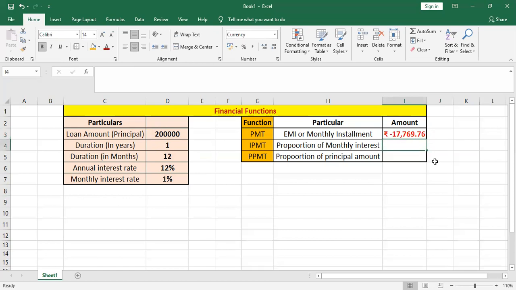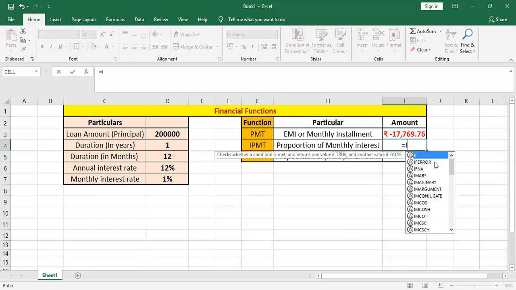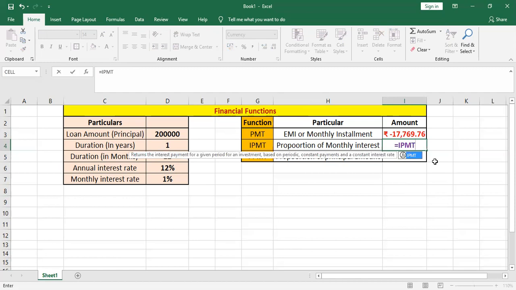Okay. But now that I know the total EMI I have to pay, I want to see how much interest is included in this EMI. That means I want the proportion of monthly interest in my EMI. For that, there is a different function. We'll press equal to IPMT, tab. Then we are going to get the rate again, right? So the monthly rate, comma.